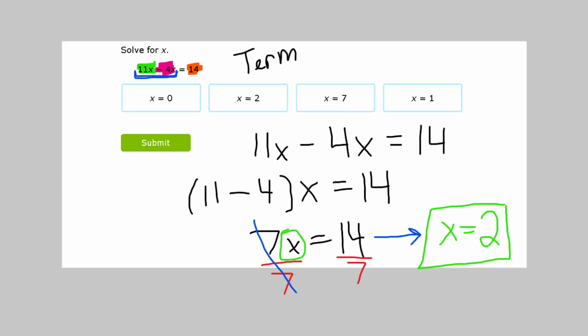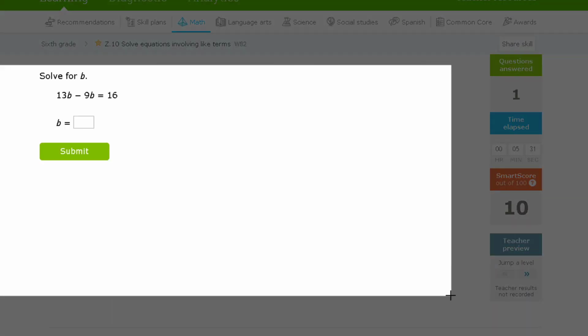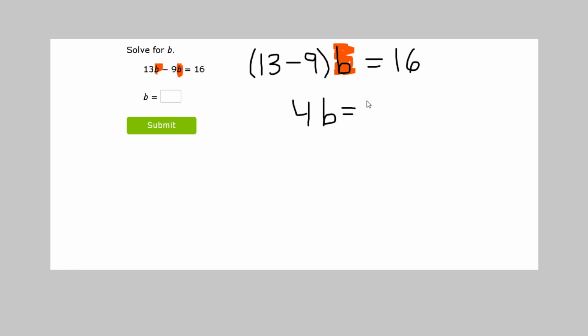Let's do another. Okay, so we're going to combine our like terms here. This has a b in it. This has a b in it. So what we're going to do, we're going to write this like this. And we have 13 minus 9 times B is equal to 16. And 13 minus 9 is just 4. So 4B is equal to 16.